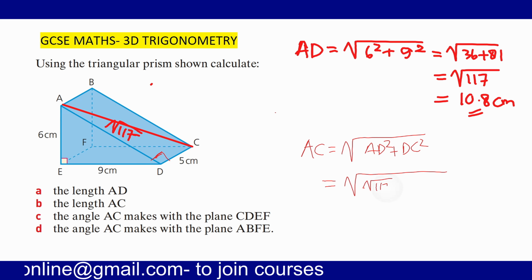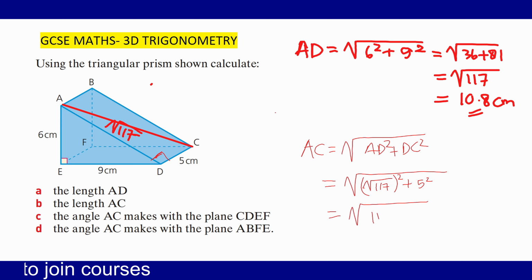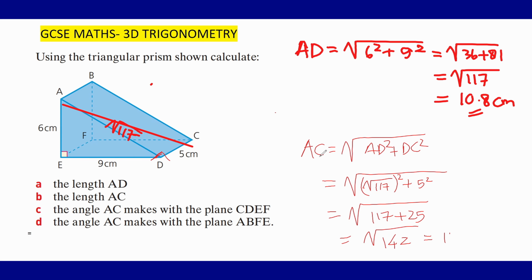That equals the square root of 117, and we put a square, so it cancels out, and DC is 5 squared. So then we'll have the square root of 117 plus 25. That equals the square root of, this is calculator work, 142. Then we count with the calculator, we will get 11.9. That's our answer for B.